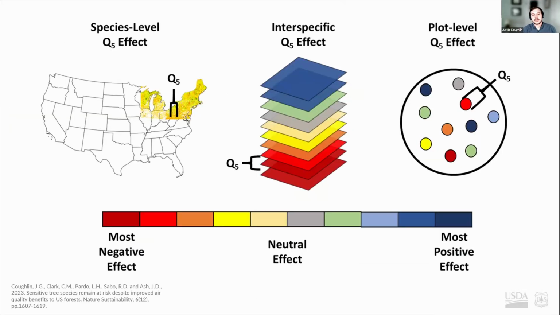I'm going to focus here on fifth percentiles and medians. When I talk about a species level fifth percentile effect, what I'm talking about is the most heavily impacted or worst impacted trees within a species range. There's the interspecific fifth percentile effect, which, at a given point, is the worst impacted species within that pixel. And then at a plot level, we're looking at the worst impacted trees within a given plot. So as I move through these fifth percentiles, that's what I'm referencing.